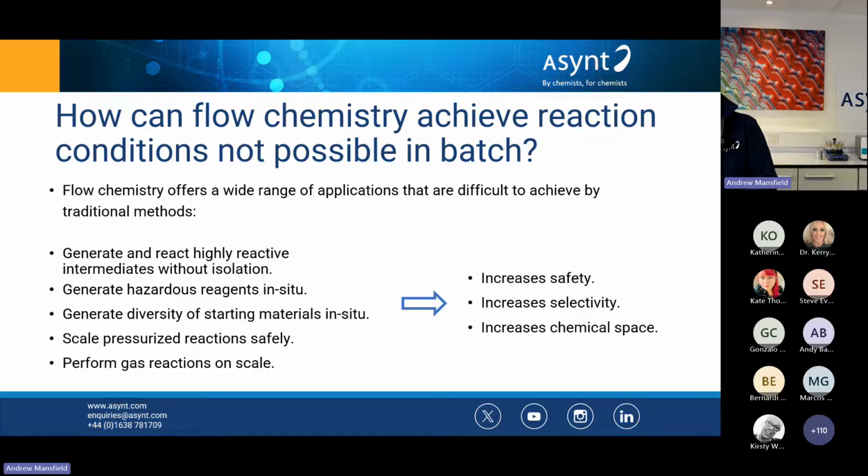These gas reactions not only take into account the addition of reagent gas or reactive gases, but also the evolution of gas. So if you're doing a large-scale Curtius, the evolution of the gas within that would be difficult to contain on scale. I mean, it can be done, but in a flow reactor, because we're pressurized and we're only reacting a small amount of material at any point, that evolution of gas is controlled. And then we can control the outgassing at the other end. So all of this comes down to increased safety, increased selectivity, increasing chemical space, and adds to some of those benefits that we've spoken about.